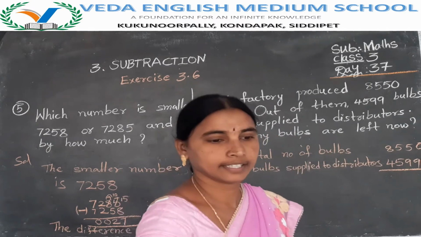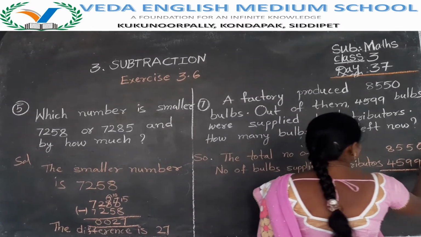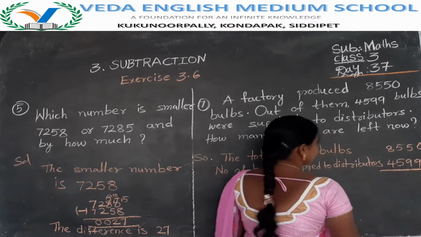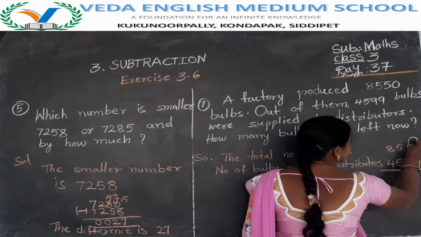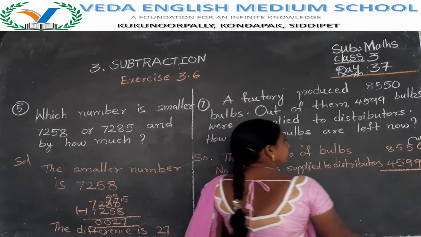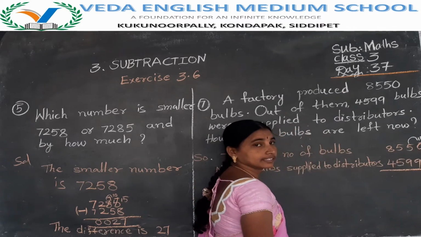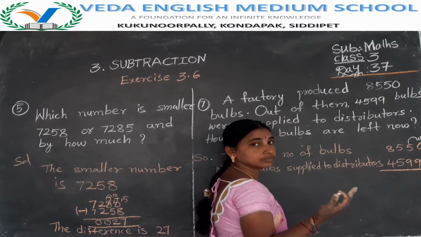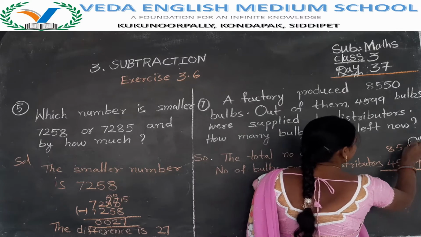0 minus 9. Is 0 minus 9 possible? Not possible. So take 1 and borrow from the tens place to the ones place. 10 plus 0 is 10. Here there were 5 tens, but 1 ten has gone to the ones place. How many tens are there now? Only 4. So 5 becomes 4.